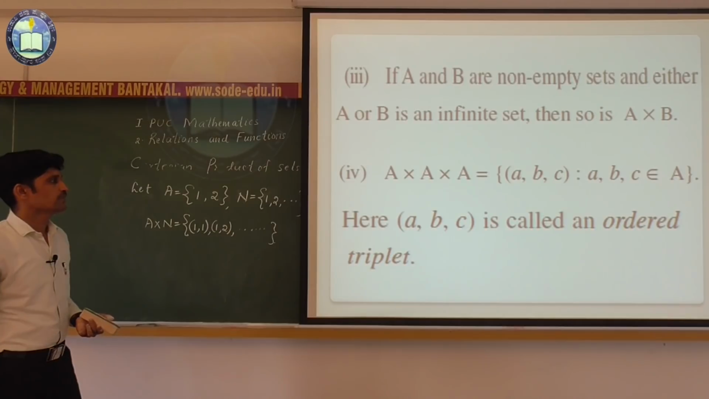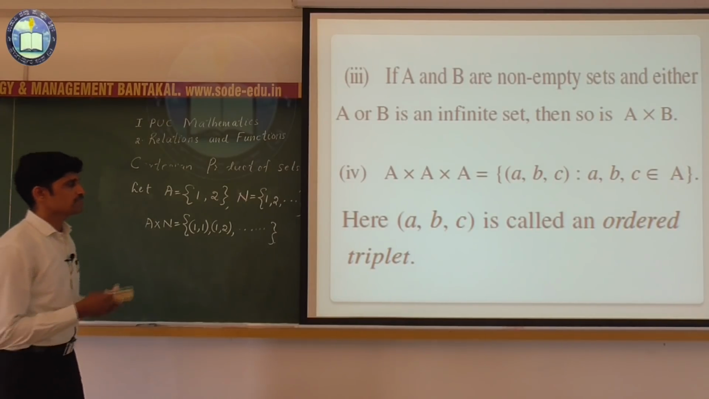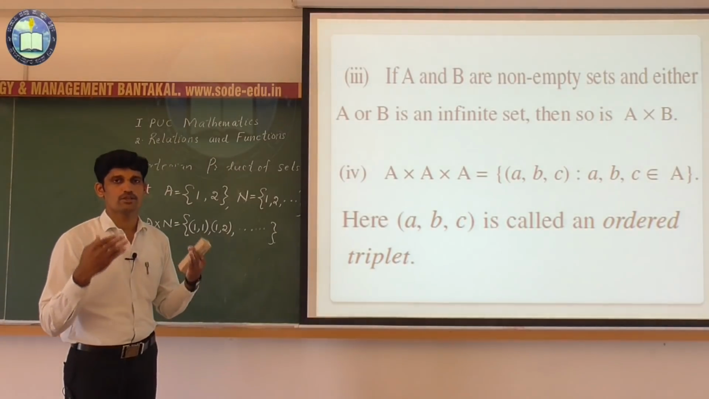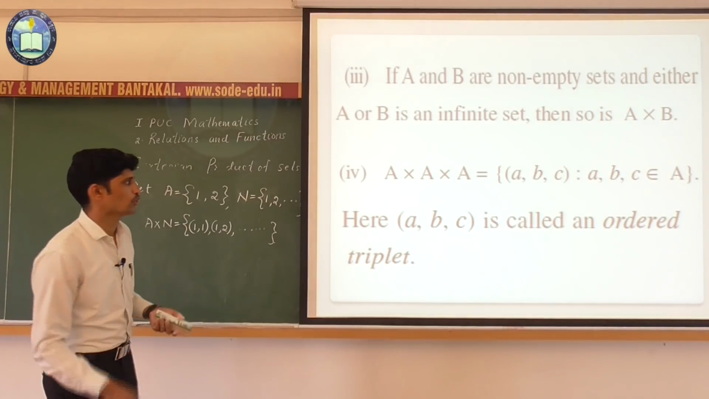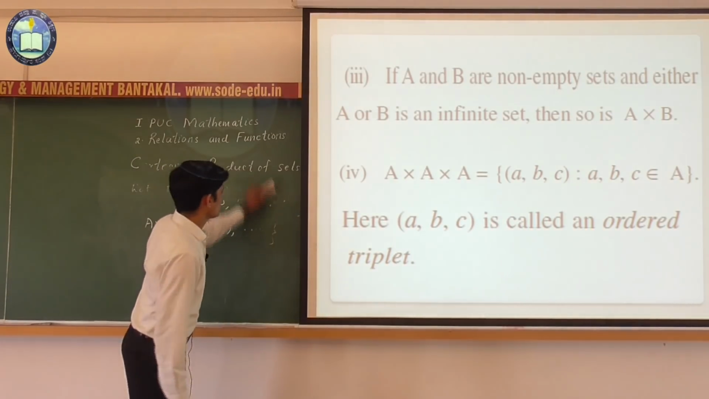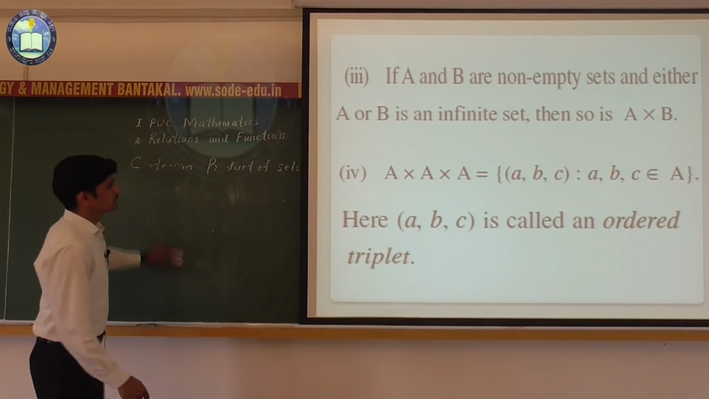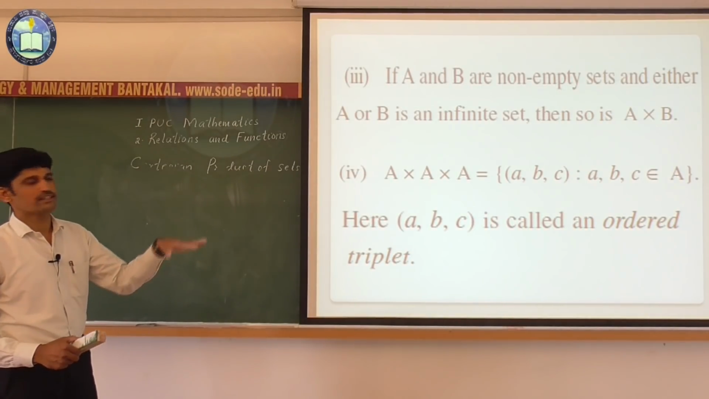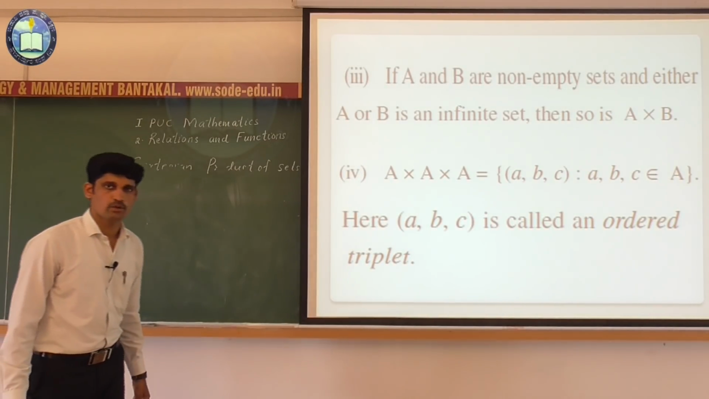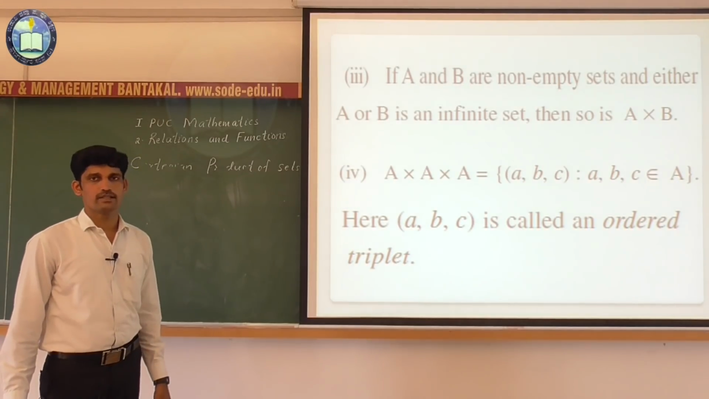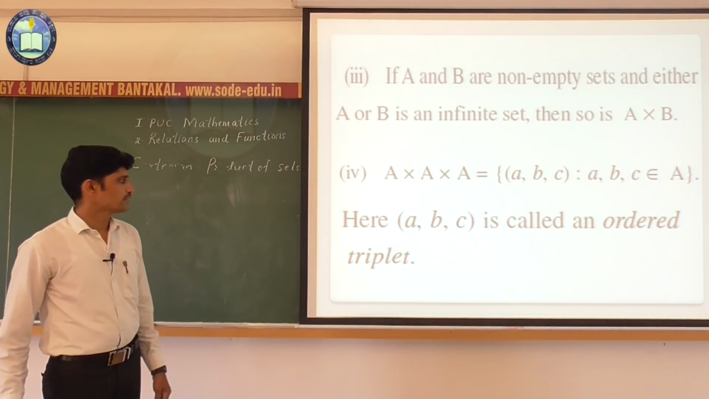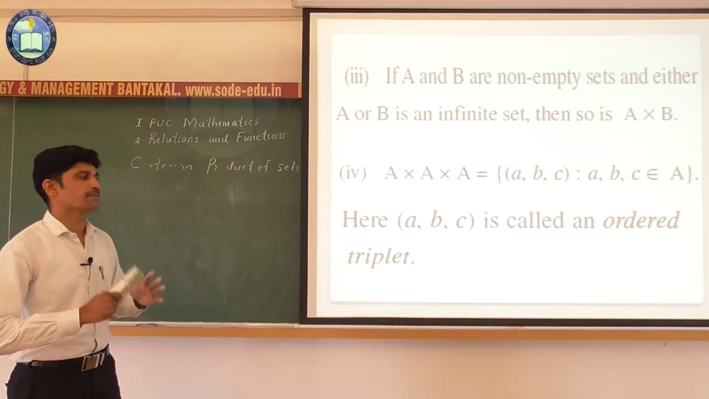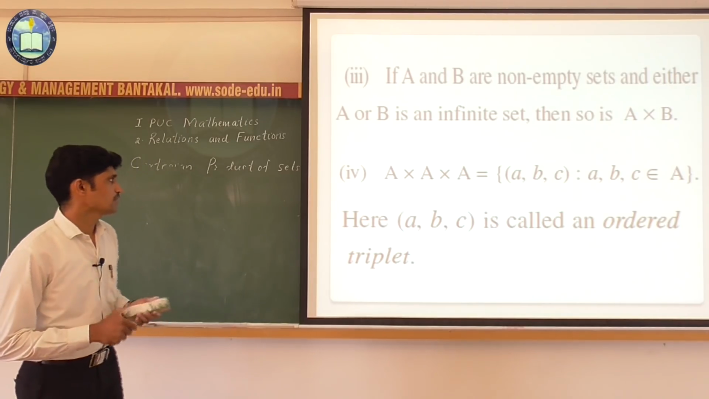Then note number 4, A cross A means we can have the Cartesian product of more than 2 sets also. We can have the Cartesian product of 3 sets, 4 sets, 5 sets, and so on. If we find the Cartesian product of 3 sets and all the 3 sets are the same, set A cross set A cross set A is equal to the set of all elements (a, b, c), where a, b, c all belong to set A. Here (a, b, c) is called an ordered triplet, and this type of points can be marked along 3-dimensional space.